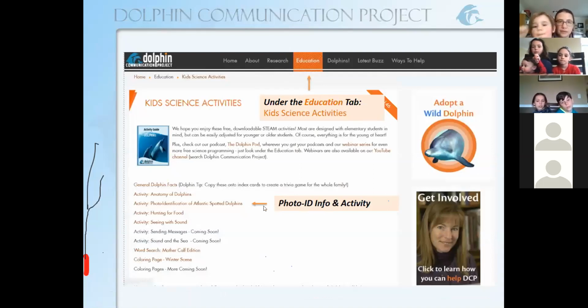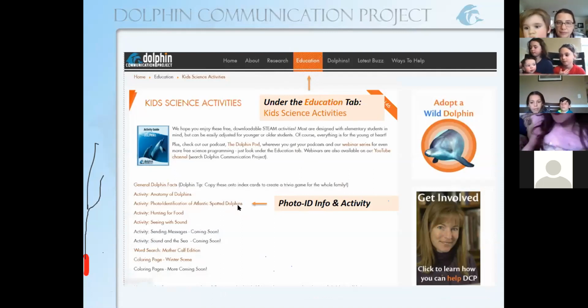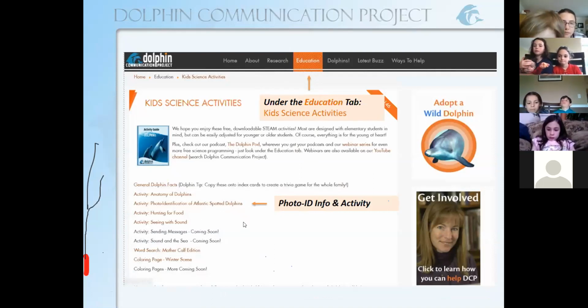If you want to learn more about photo ID, you can ask your parents, of course, if they can go to our website. And underneath the education tab, you'll find kids science activities. And there's a photo ID worksheet there. The activity and worksheet has some other pictures of dolphins that you can try and find their patterns and you can practice with. And of course, you can check out any of the other activities that you want.